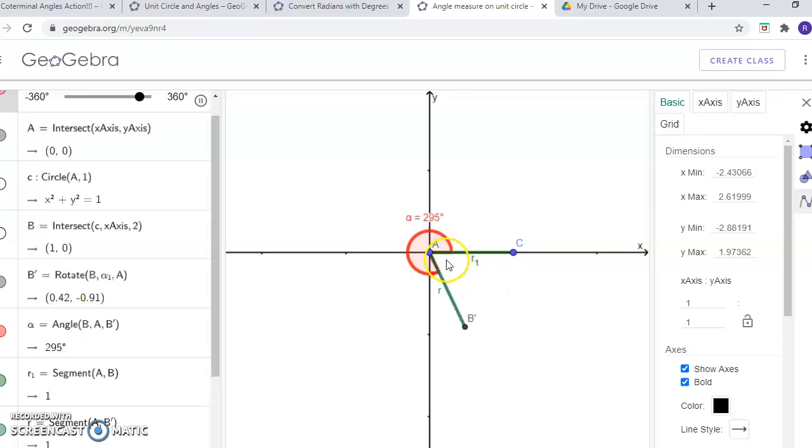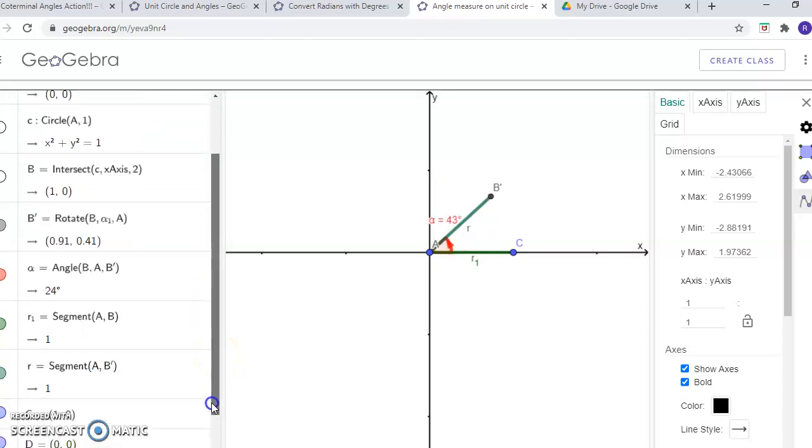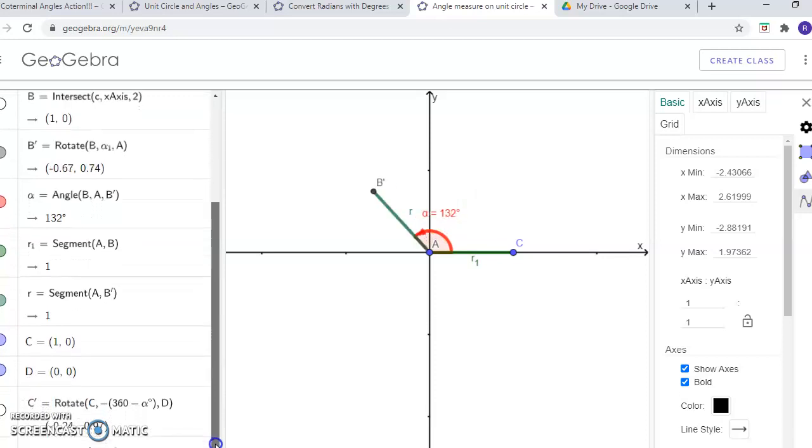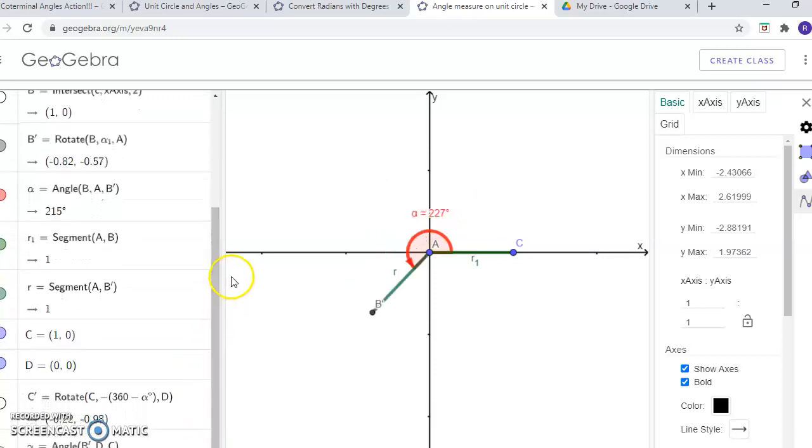Alright, now the terminal side is rotating in the clockwise direction. So this is an example of a negative angle. But as you can see, as I mentioned earlier, the positive or negative sign only tells us the direction of the rotation of the terminal side.